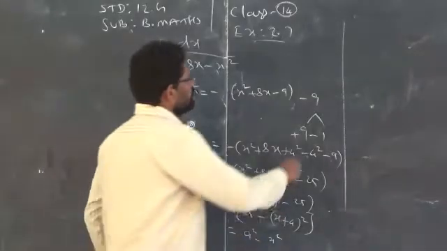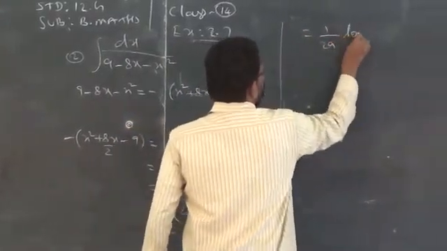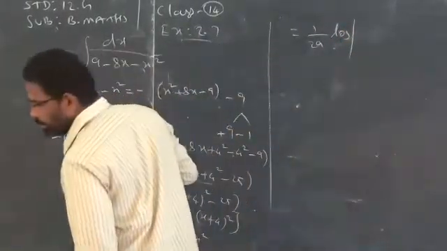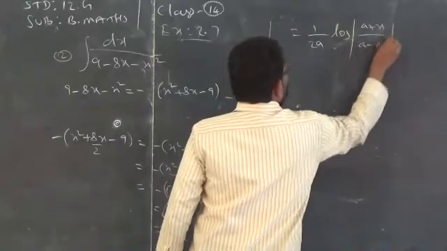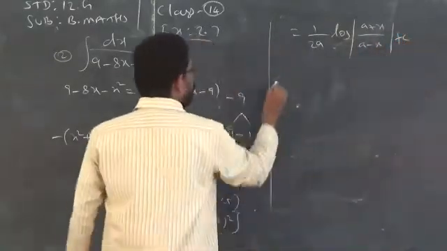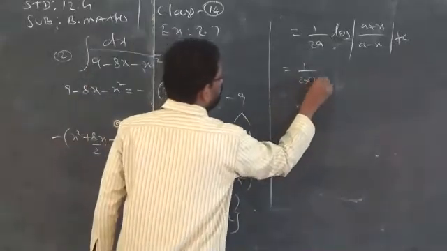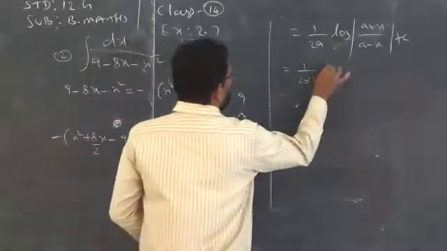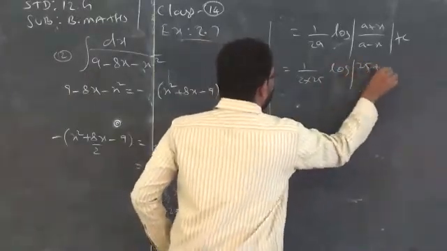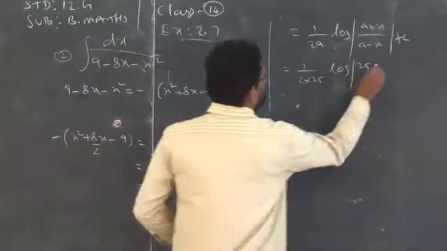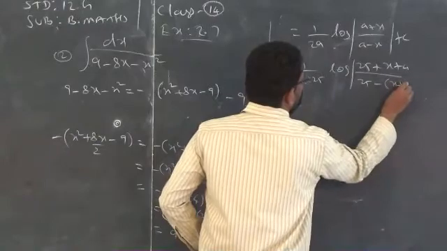What is the a square minus x square formula? 1 by 2a, log of (a plus x) by (a minus x), plus c. I am writing the formula, then you can substitute. Clear? So, 1 by 2 into 25, log of 25, in the place of x you have to write x plus 4, 25 minus of x plus 4.